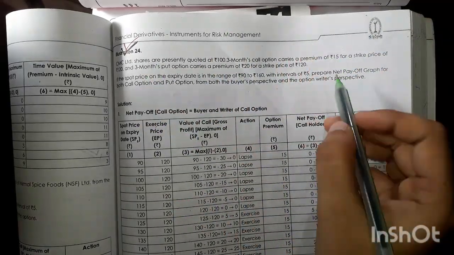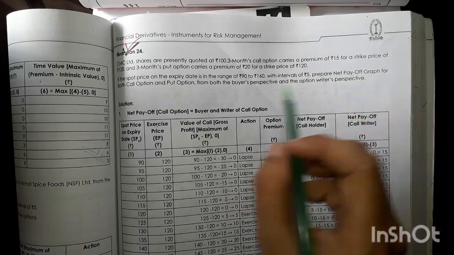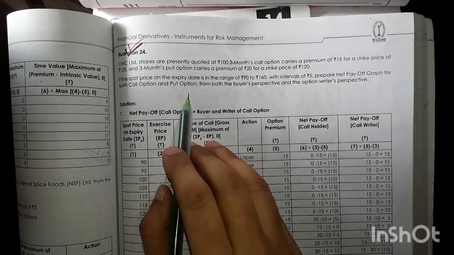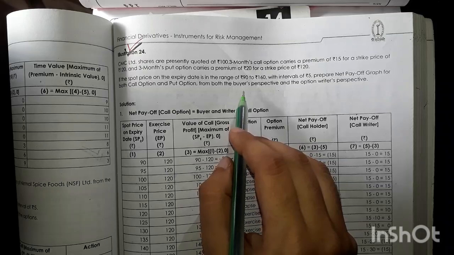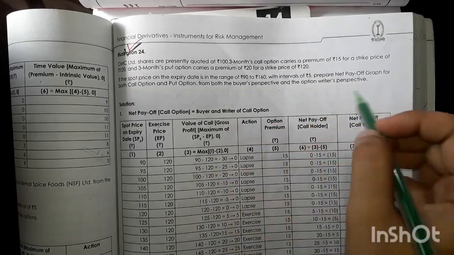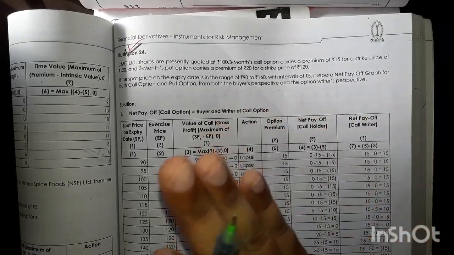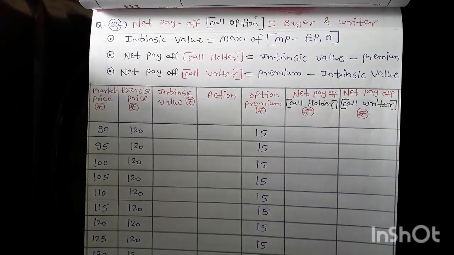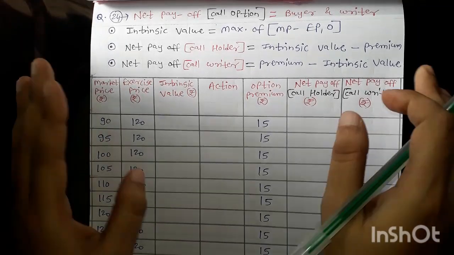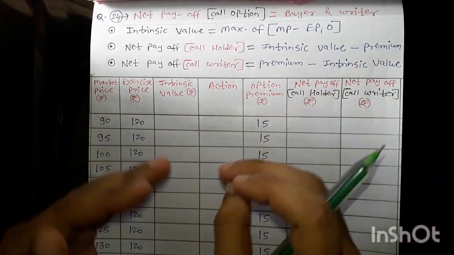Prepare a net payoff graph for both call option and put option, for both the buyer's perspective and the option writer's perspective. So first of all we have to prepare a table. After that we will go for a graph. Total 4 graphs we are going to draw.